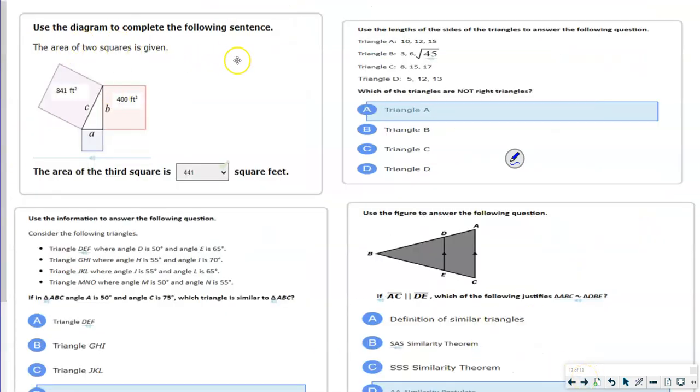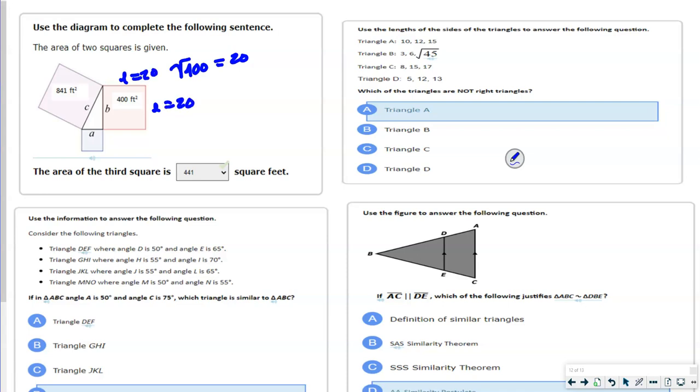All right, the next one says, use the diagram to complete the following sentence. The area of 2 squares is given, okay? So if the area of this square is given, that means our sides are the same, right? These sides are the same. So wouldn't we just do the square root of 400? That means that's 20, right? So this is 20 and this is 20.